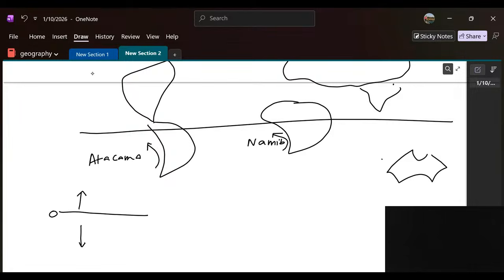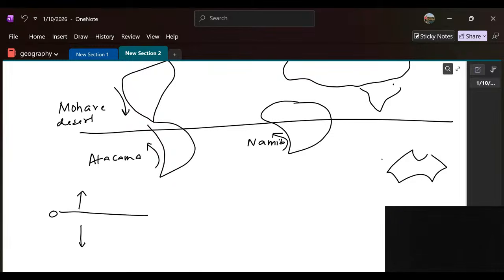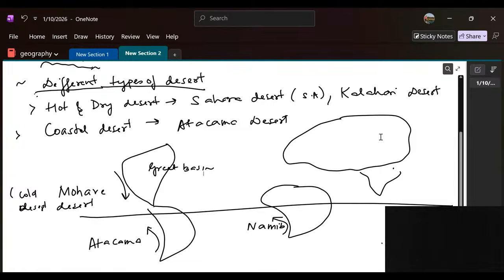Mojave Desert. The Mojave Desert, if it is going downwards, that means it is a cold desert as well. And this is the Great Basin, the Arabian Desert. Where is the Gobi Desert?